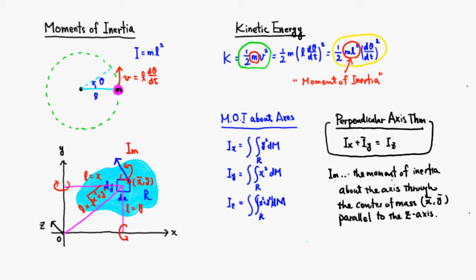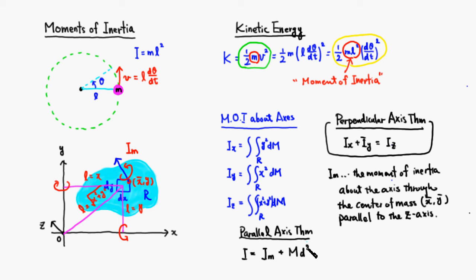Then there's another theorem called the parallel axis theorem, which states this: the moment of inertia I about any axis parallel to the z-axis is always going to be this I sub m, which gives you the smallest possible moment of inertia about an axis parallel to the z-axis, plus m, the total mass, times the distance between those two axes squared.